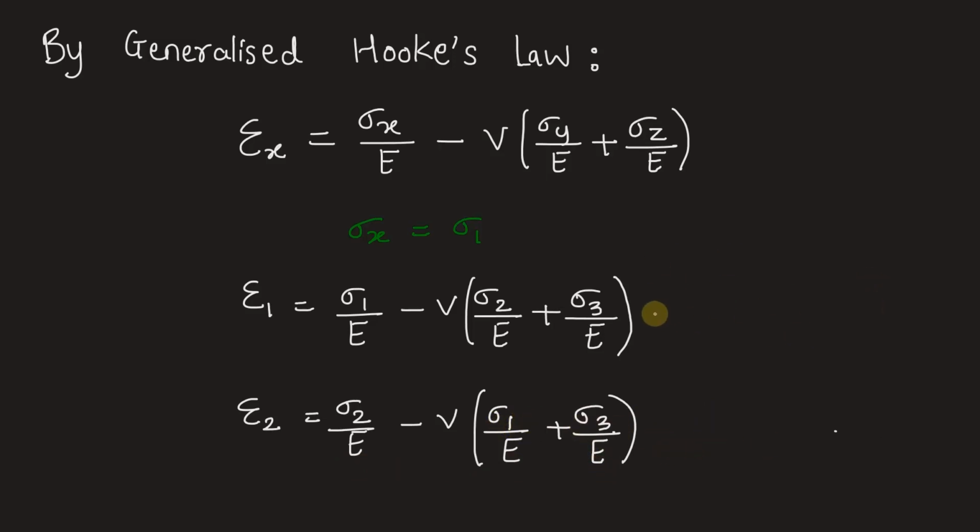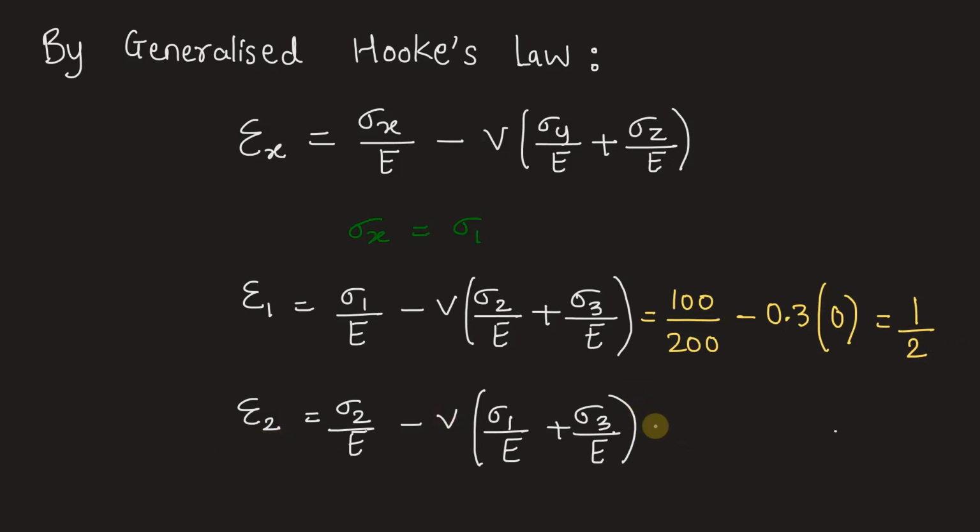Let's substitute the values that are given. Epsilon 1 is equal to sigma 1, which is 100, upon Young's modulus, which is given as 200. The units are matching, both are in megapascals. So we'll write as it is, minus 0.3, Poisson's ratio, into sigma 2 and sigma 3, both are 0. So this bracket will turn out to be 0. Hence we have the value to be 1 by 2, that is 0.5.